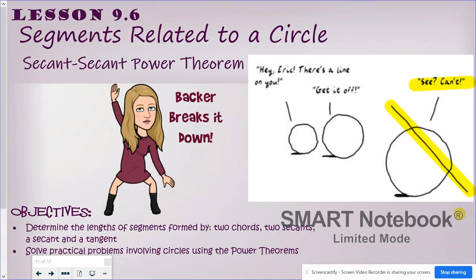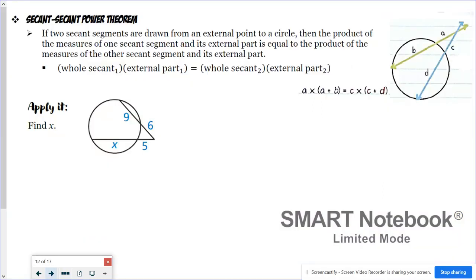In this episode, we are still working with segments related to a circle. This time we're focusing on those segments created by two secants. Okay, so secant-secant power theorem. Let's check it out. If two secant segments are drawn from an external point to a circle, then the product of the measures of one secant segment and its external part is equal to the product of the measures of the other secant segment and its external part.